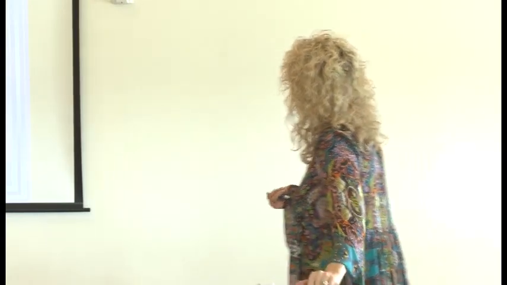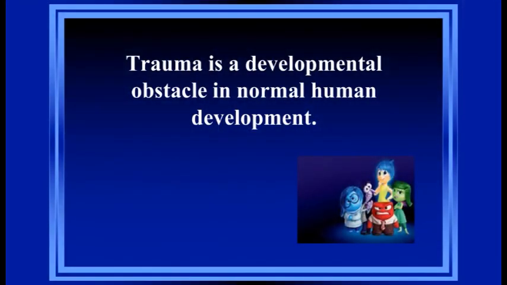Okay, so let's look at, we've talked about this a little bit. Trauma is a developmental obstacle in normal human development. So what all do I mean by that? Normal human development, as we grow and as we start having a sense of who we are, we've learned if there's a traumatic event that happens in a child's life, if it happens enough and they don't have the resources to process it, they will get somewhat stunted on an emotional level, developmentally. Not physically, not intellectually, but emotionally.